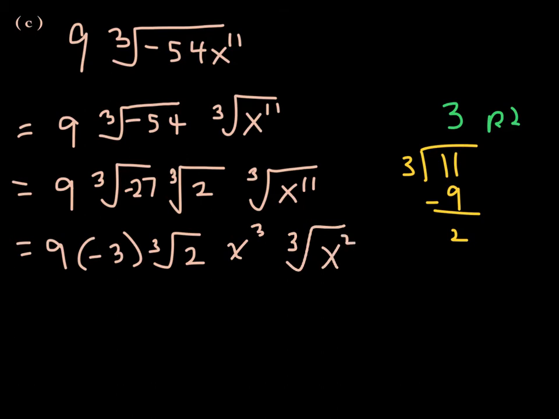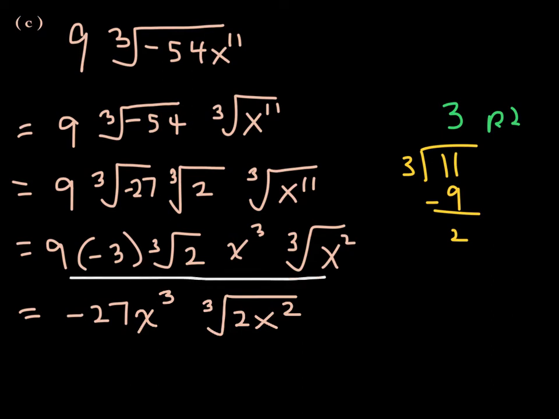So now that we're done here, all I'm going to do is simplify. So 9 times negative 3 is negative 27. You have an x cubed outside here, so I'll write that next to negative 27. And then inside the radical, you have the cube root of 2x squared. So this is the simplified answer for the original expression.